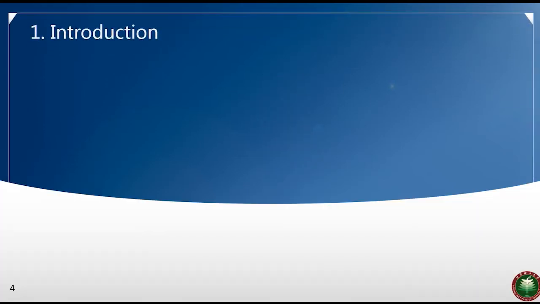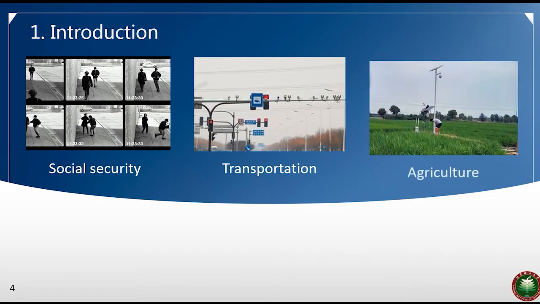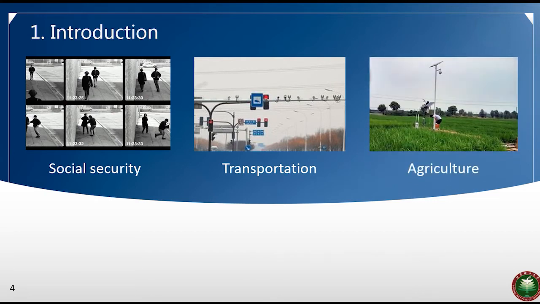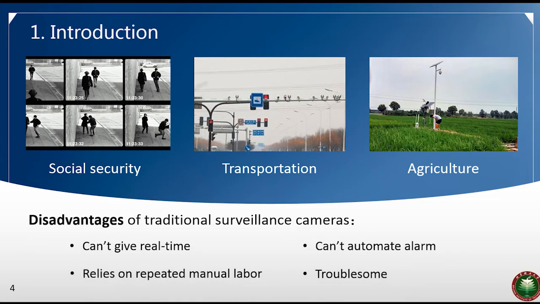In recent years, monitoring cameras have been widely used in social security, transportation, agriculture, and so on. But traditional monitoring cameras have many disadvantages, such as they can't give real-time and automatic alarm, they rely on repeated manual labor, and are troublesome. If there is an intelligent monitoring system that can recognize abnormal behaviors and alarm in real time and automatically, it will be of great significance to the security field.